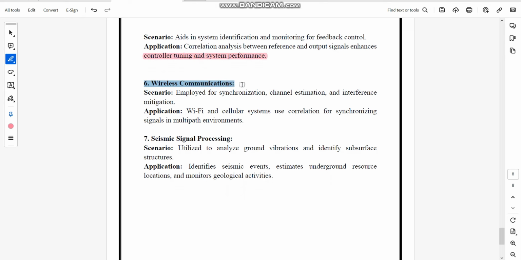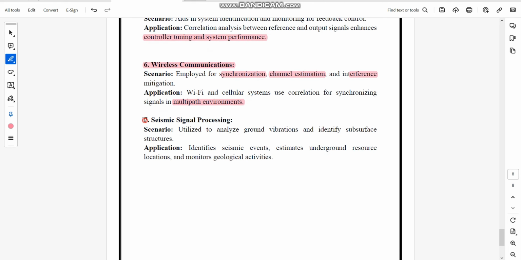Wireless communications. Correlation is employed in wireless systems for synchronization, channel estimation, and interference mitigation. The applications involve Wi-Fi and cellular systems, which use correlation to synchronize transmitted and received signals in multipath environments.